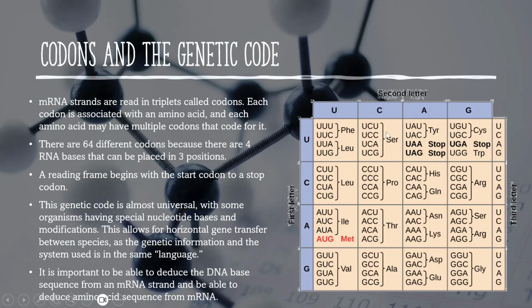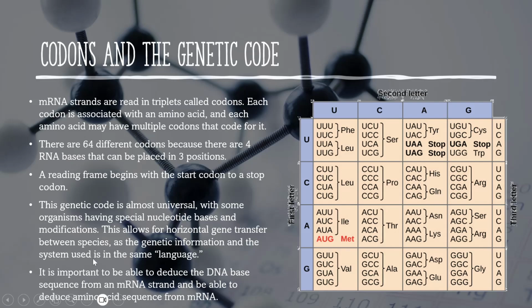So this genetic code is almost universal. There are some exceptions with some bacteria and some archaea that have really weird nitrogenous bases, and they have some modifications. But for the most part, this is your main almost universal genetic code. And because the genetic code is so universal, that allows you to insert the genetic information from one organism into another organism through a type of gene transfer.